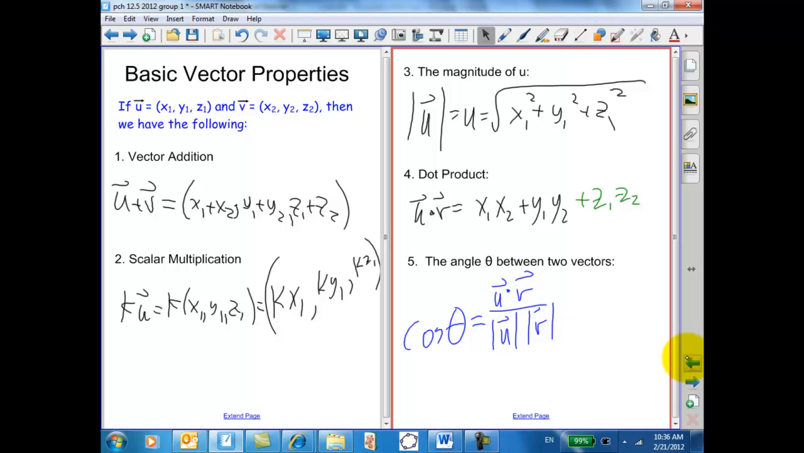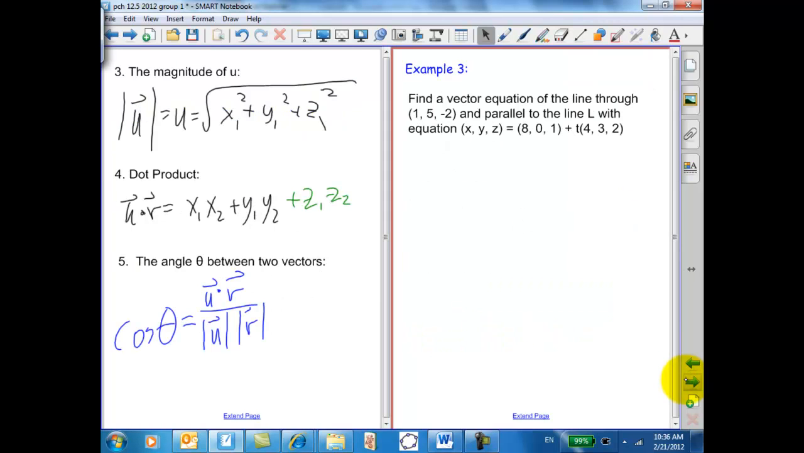So we can use that now to come up with the vector equation of the line through 1, 5, -2 and parallel to the line with this equation. Well, you saw how much work it was to try and sketch these, so we're just going to get right into the problem. We want a vector equation of the line. So what do you need for a vector equation? A direction vector and a point.